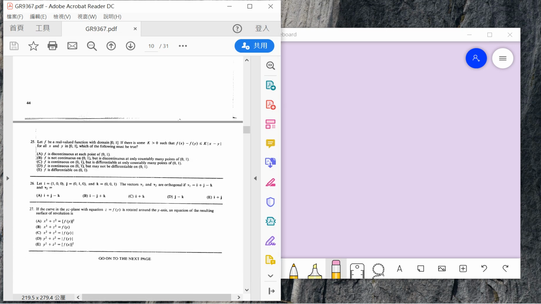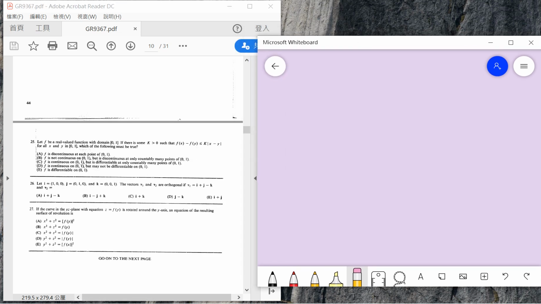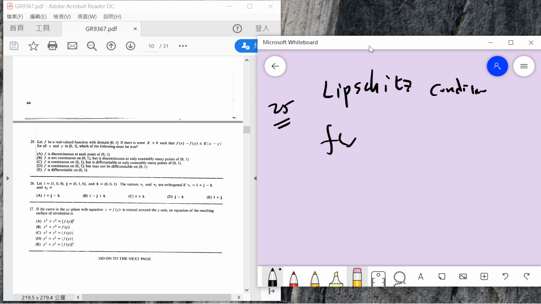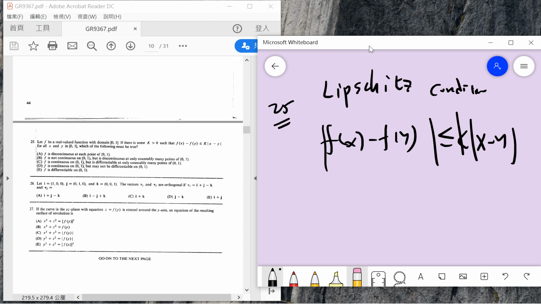Guys, so we are solving the math GRE GR 9367, question 25. So 25 is a famous question in advanced analysis. You can go see the Apostol or Rudin, but basically this is called the Lipschitz condition. Say that you have any points x and y in the domain, there's a constant K such that this is bounded by K.